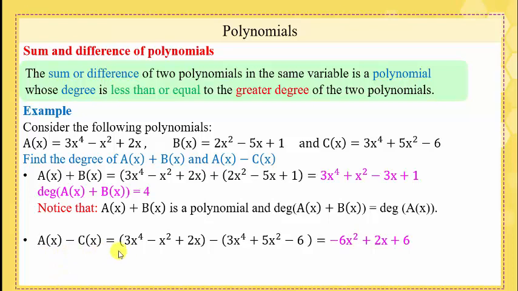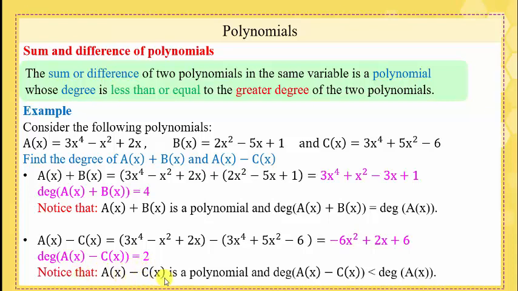A(x) - C(x) equals (3x^4 - x^2 + 2x), which is the polynomial A(x), minus (3x^4 + 5x^2 - 6), which is the polynomial C(x). Here we put the parentheses since we have minus before it. And then when we want to remove the parentheses, we must change all the signs inside this parenthesis because we have minus. After we remove and then reduce like monomials, we get -6x^2 + 2x + 6. The degree of A(x) - C(x) equals 2.